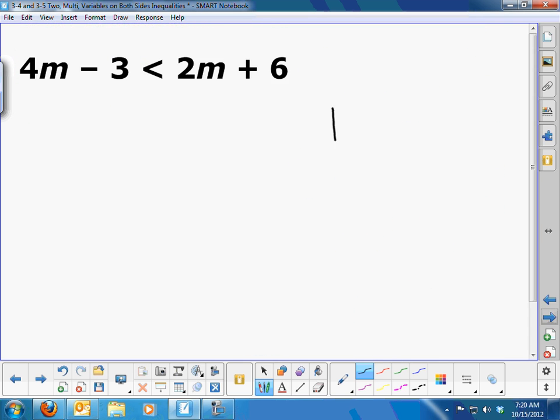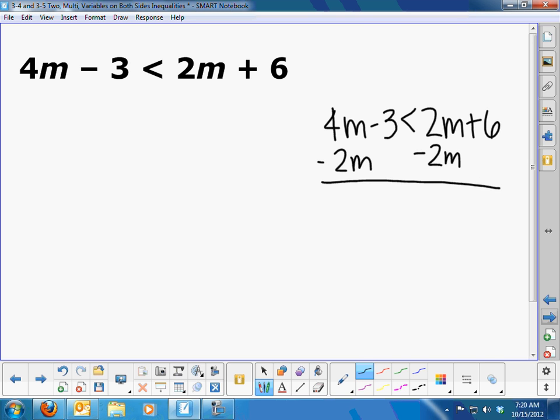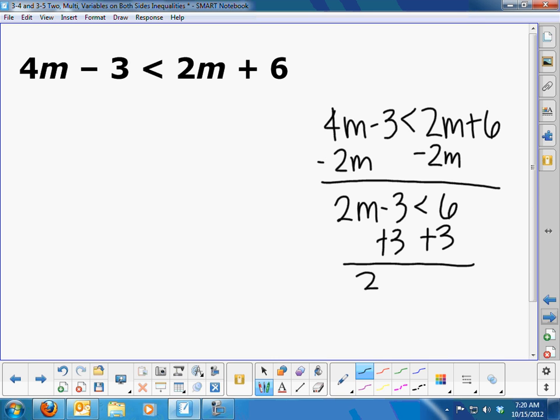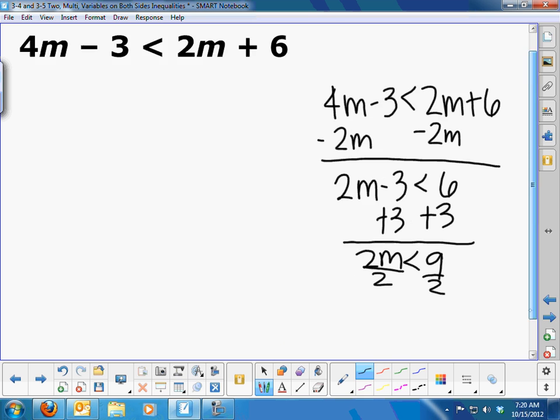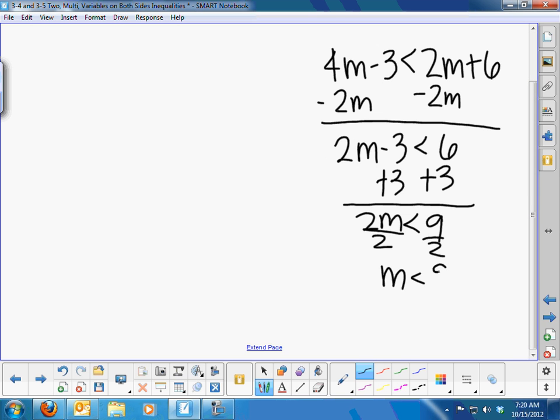We have 4M minus 3 is less than 2M plus 6. Let's solve this. What side do we want to get our variables on? Again, it doesn't matter, but I think it's easiest if we move the smaller number over. So I'm going to subtract 2M from each side. 4M minus 2M gives me 2M minus 3 is less than 6. Now I need to add 3, and I get 2M is less than 9. Divide each side by 2, and I get M is less than 9 halves.